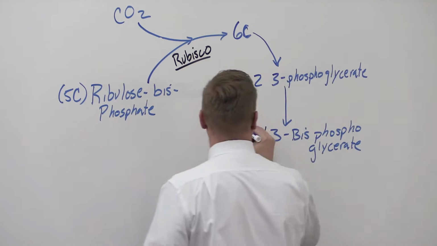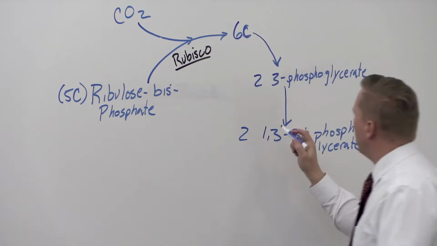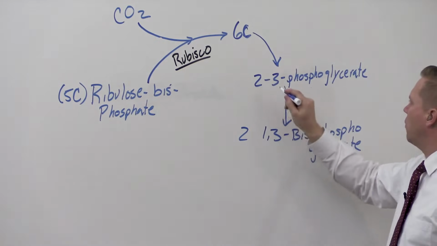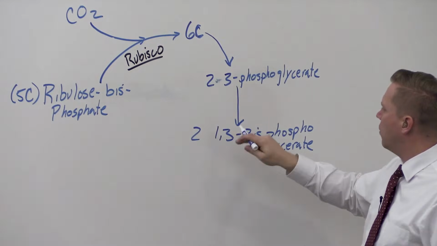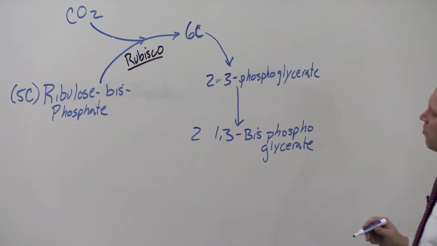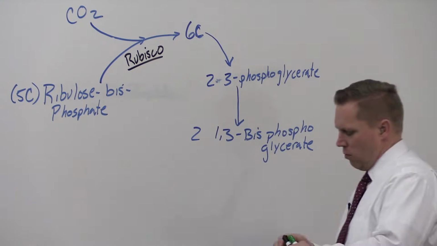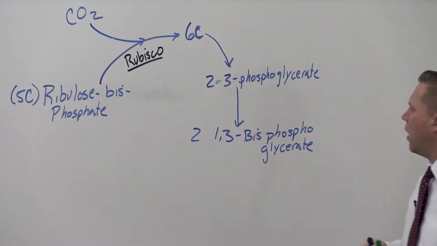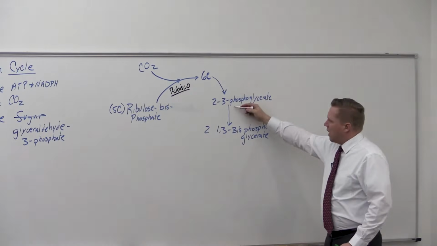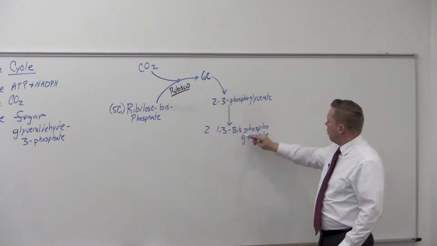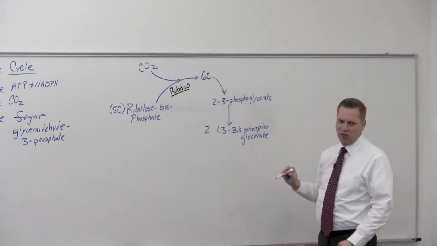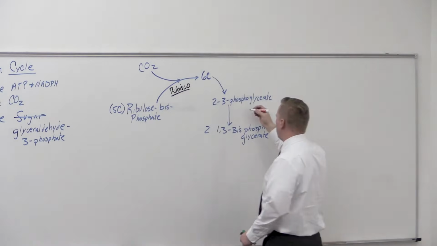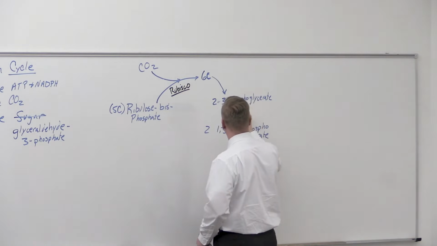And we're going to make 2 molecules of that. So we had 2 molecules of 3-phosphoglycerate, and now we're going to have 2 more molecules of 1,3-bisphosphoglycerate. Now, in this process right here, you can ask yourself what happened. Well, we went from just a phosphoglycerate to a bisphosphoglycerate. So in doing so, we had to pick up a phosphate from somewhere.